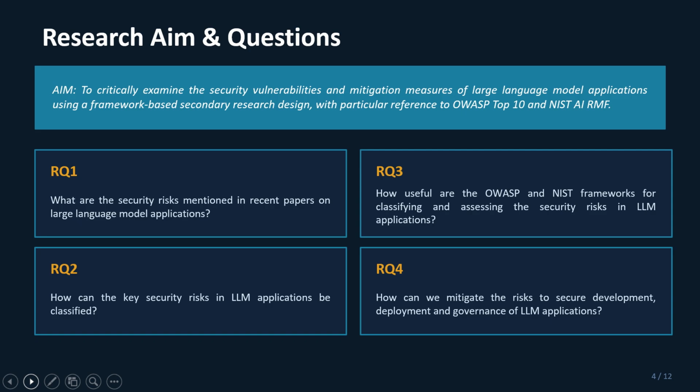And if we talk about the research aim and questions, the aim is to critically examine the security vulnerabilities and mitigation measures of large language model applications using a framework based secondary research design, with particular reference to OWASP Top 10 and NIST AI RMF. There are 4 research questions in this dissertation. First, what are the security risks mentioned in recent papers on large language model applications? Research question 2 is how can the key security risks in LLM applications be classified? Research question 3 is how useful are the OWASP and NIST frameworks for classifying and assessing the security risks in LLM applications? Research question 4 is how can we mitigate the risks through measures in development, deployment, and governance of LLM applications?